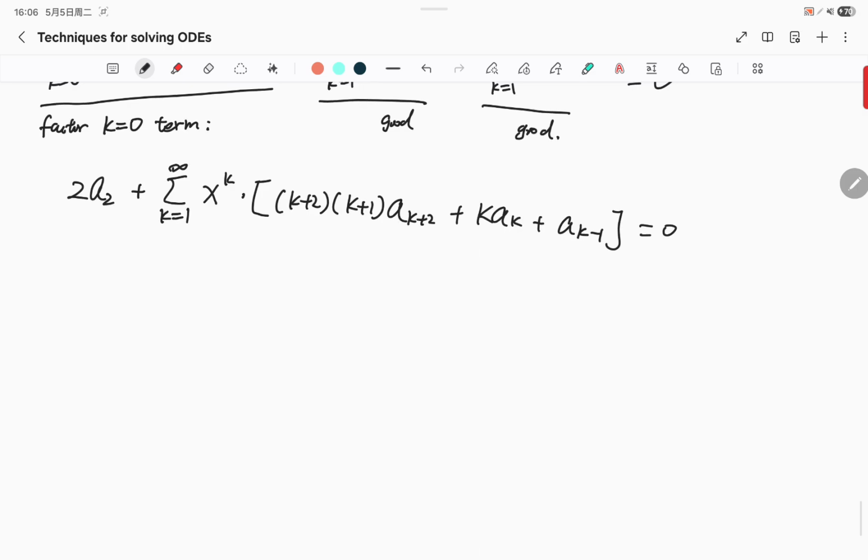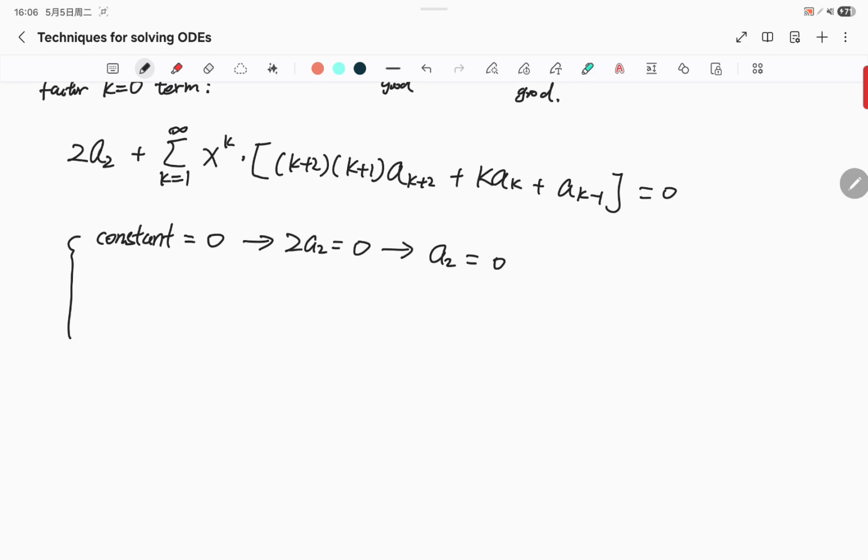Now we say that this whole thing is 0. What does that mean? That means my constant term and the series must each be 0, because 0 plus 0 is 0. So we have constant term equals 0. That means my 2a2 is 0. That means my a2, the second term, is 0.